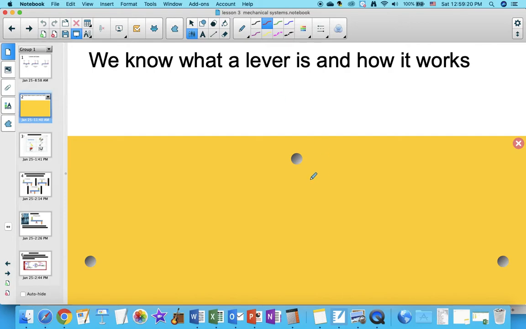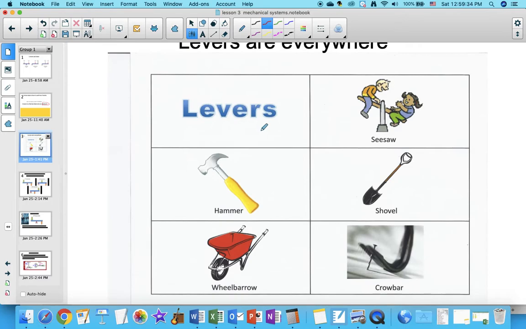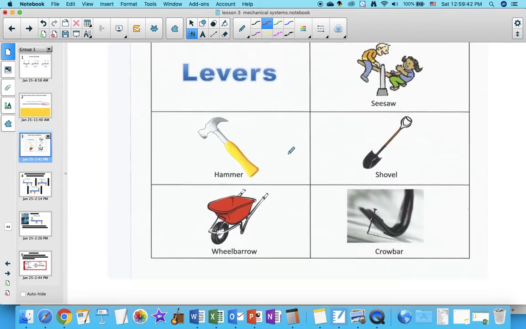So we know what a lever is and how it works, right? A lever is a flat bar that turns on a fulcrum. And you know that a fulcrum is your turning point. The fulcrum is where the lever is turning. So there are levers everywhere. You got your seesaw, classic. You got your shovel. You got your hammer. You got your wheelbarrow. And you got your crowbar. All of these things are different kinds of levers, and all of them have their fulcrum in different places.